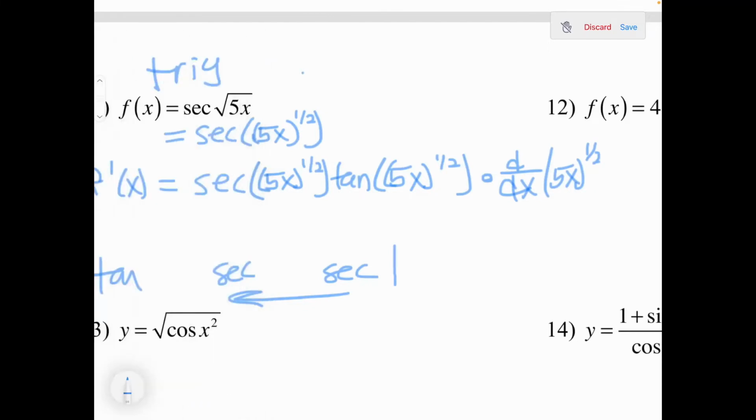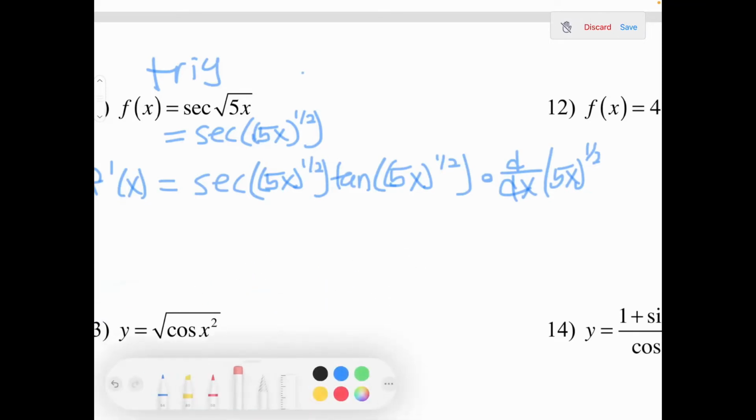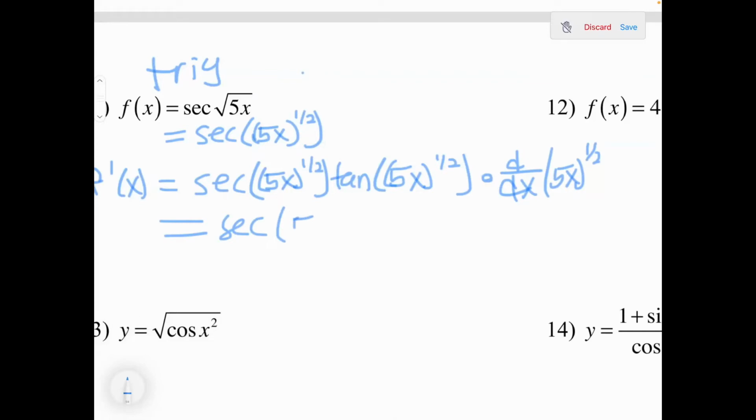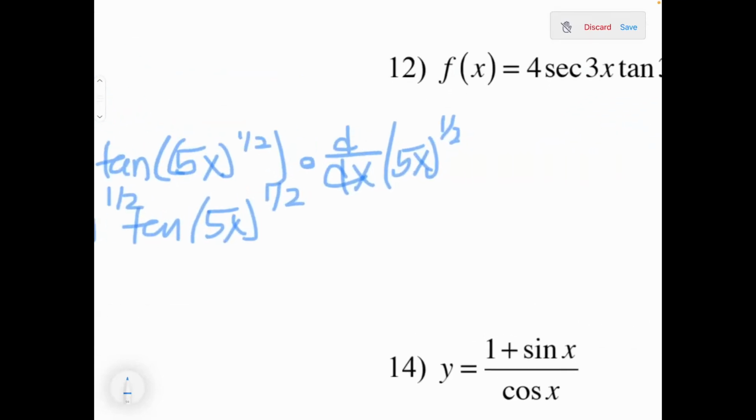There we go. All right, so the derivative of 5x to the 1/2 power, we're going to use chain rule for that. So we get secant 5x to the 1/2 power, tangent 5x to the 1/2 power. And right here, we're looking at 5x to the 1/2. The derivative of that is going to be 5 times 1/2, which is 5 over 2.